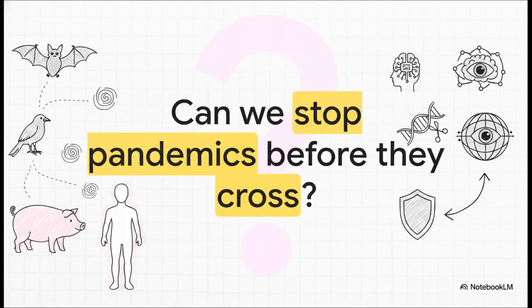So, I want to leave you with this final provocative thought. As human activity inevitably continues to push us closer to the animal kingdom, the threat of zoonotic diseases is only going to grow. But with AI, CRISPR, and massive global surveillance, can we actually predict and stop the next pandemic before a pathogen even crosses the species barrier? The science is racing to make that a reality, and simply understanding this invisible threat is your very first step.